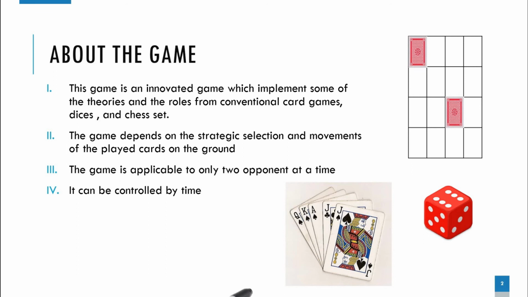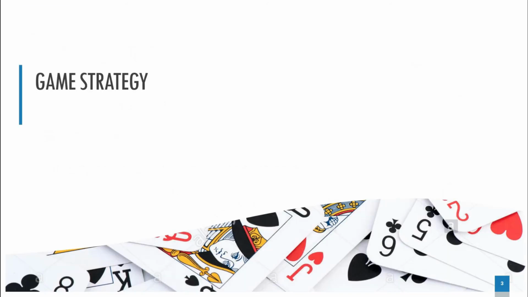So this game can also be controlled by time just like chess. And here we are using the conventional cards, the normal playing cards, and we are using a marker to mark the attacking, based on the number of the dice that I will get each time for each card to determine the number of attacks or the direction of the attacks of my cards.